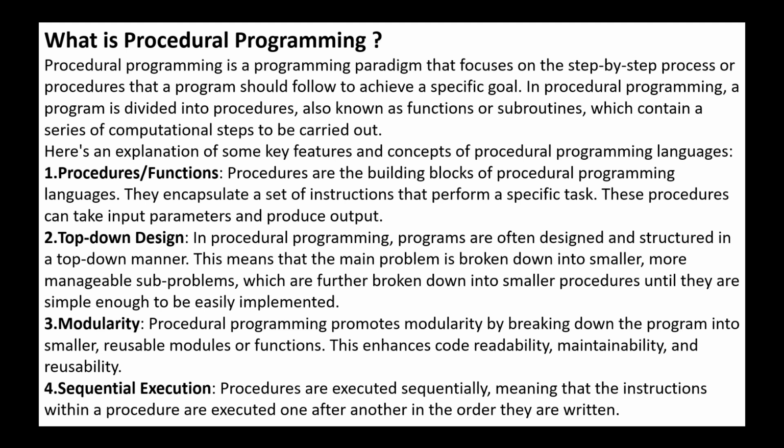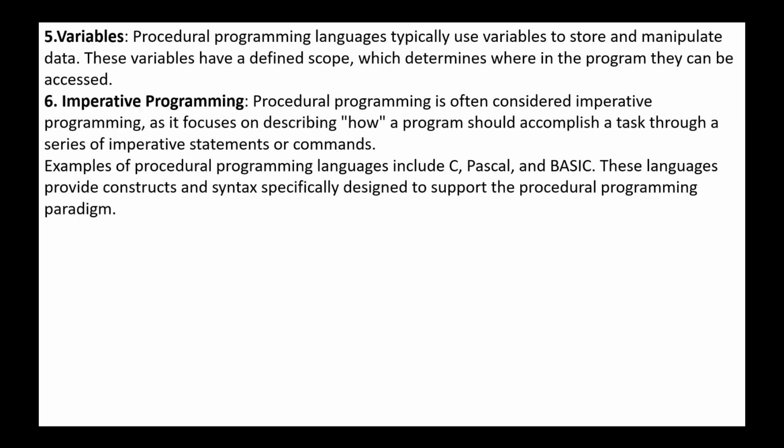3. Modularity. Procedural programming promotes modularity by breaking down the program into smaller, reusable modules or functions. This enhances code readability, maintainability, and reusability. 4. Sequential execution. Procedures are executed sequentially, meaning that the instructions within a procedure are executed one after another in the order they are written. 5. Variables. Procedural programming languages typically use variables to store and manipulate data. These variables have a defined scope, which determines where in the program they can be accessed.